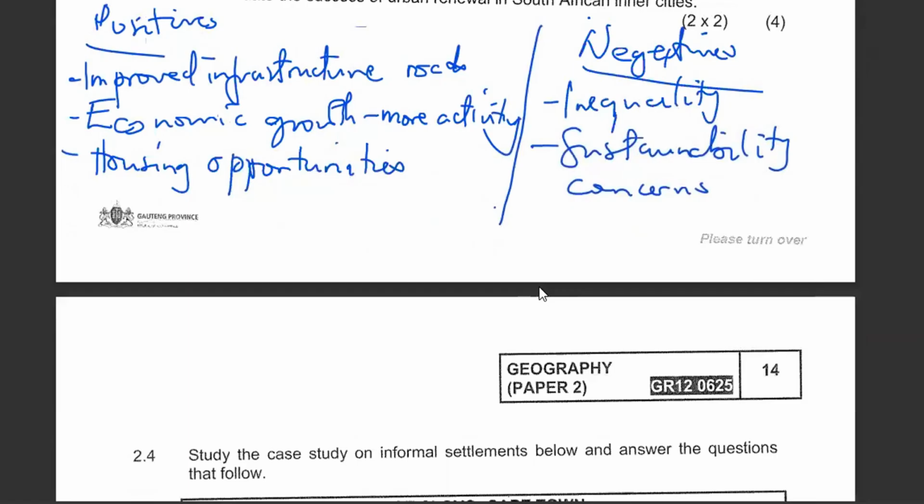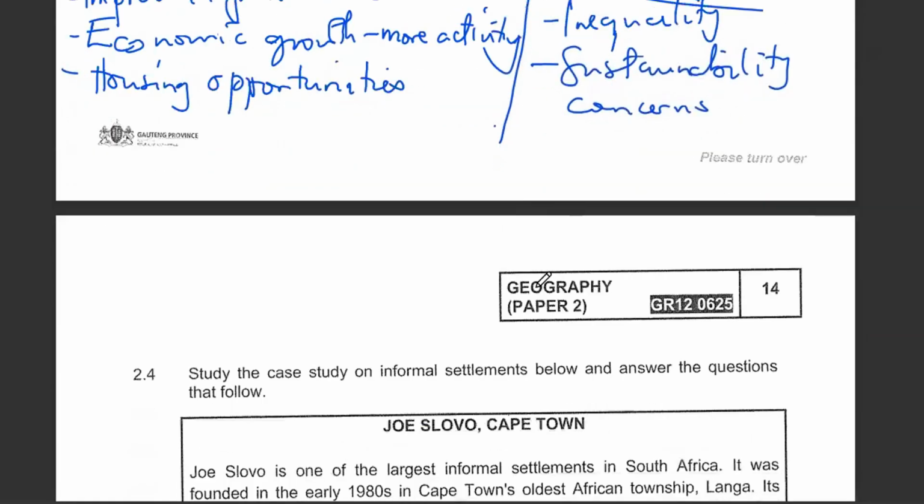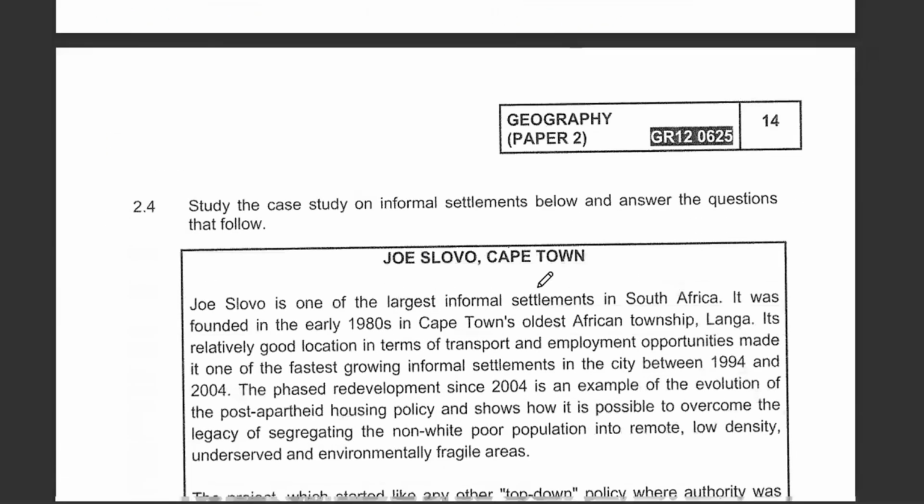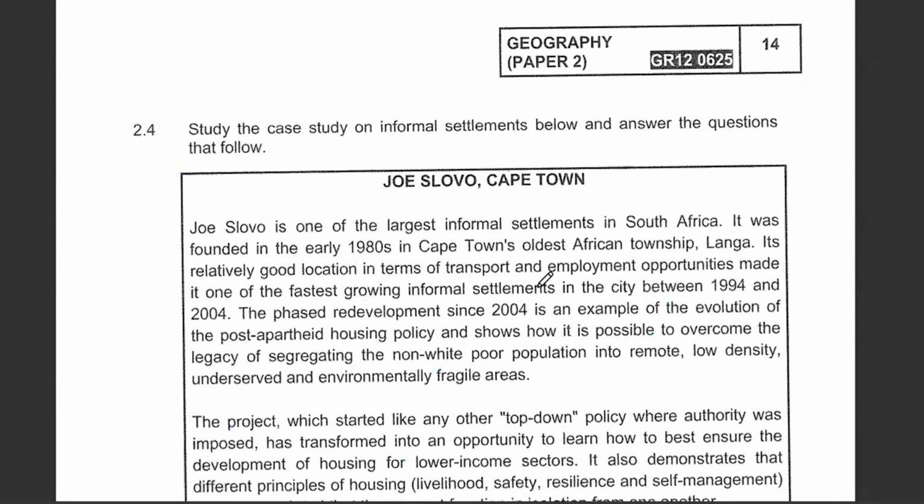Is that going to last? Inequality. People who are supposed to benefit, they did not benefit from urban renewal. There are people staying in informal settlements who could also have benefited, but they are not benefiting anyhow from the whole process.